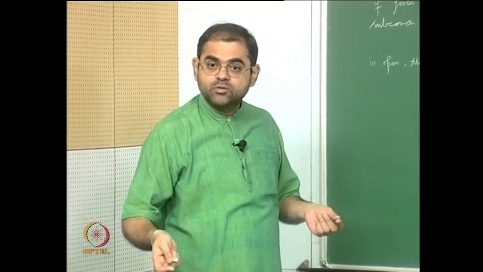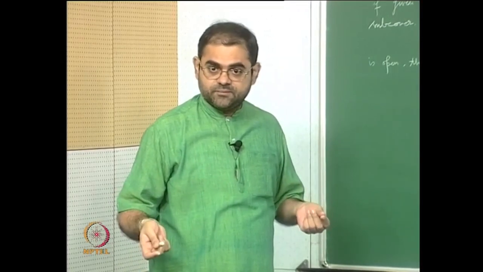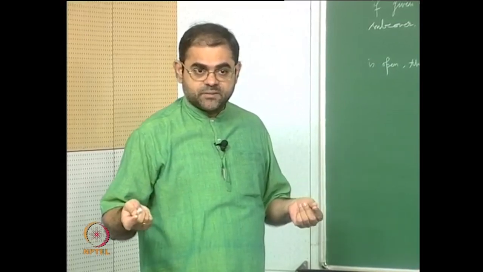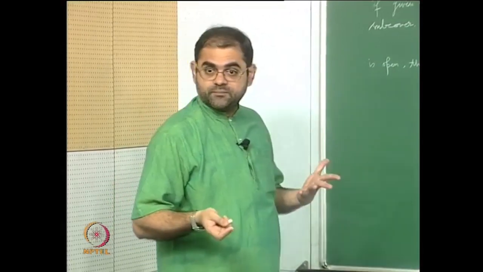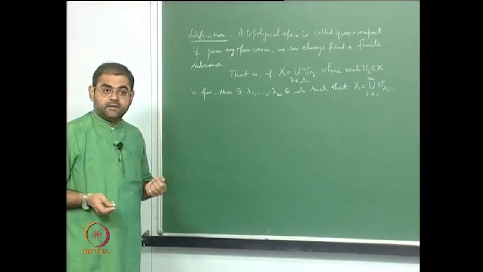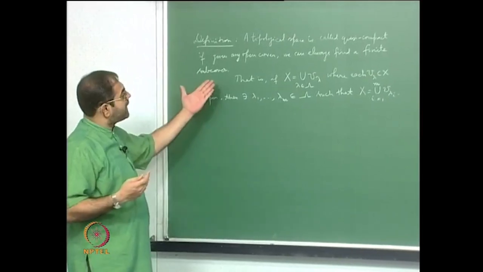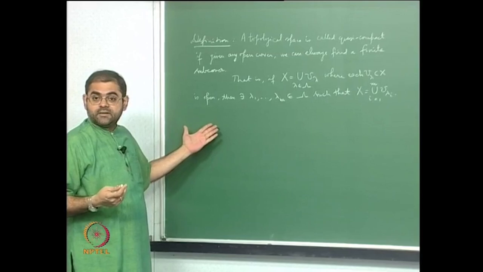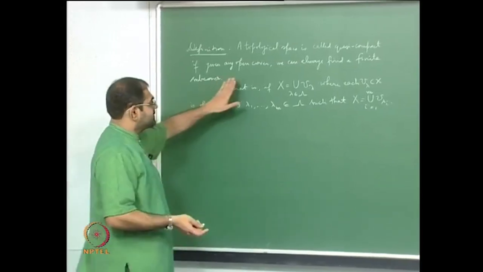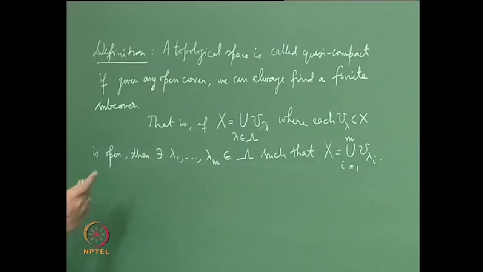So compactness means so many things when we study the Euclidean topology, that is R^n, n-dimensional real space with the usual topology. But as far as Zariski topology is concerned, compactness in the sense of every open cover having a finite subcover comes for free. So that is why we reserve the word quasi-compact for that. This is the last statement I made last time.